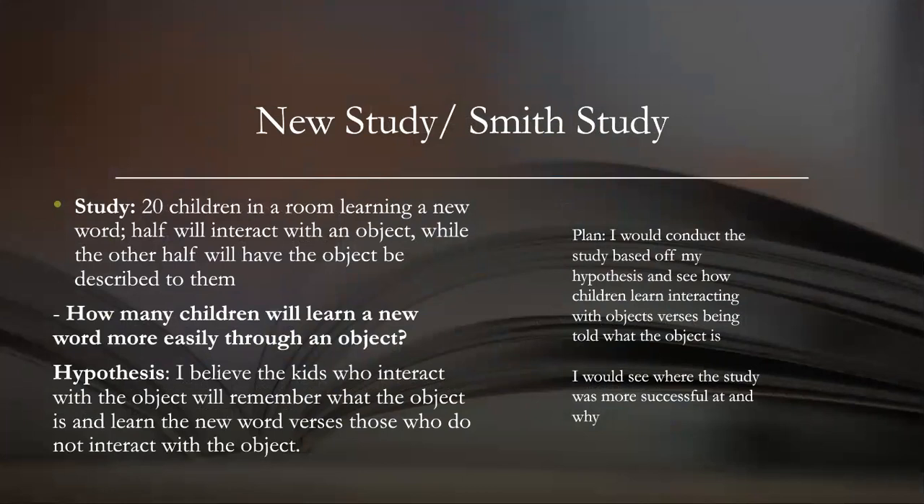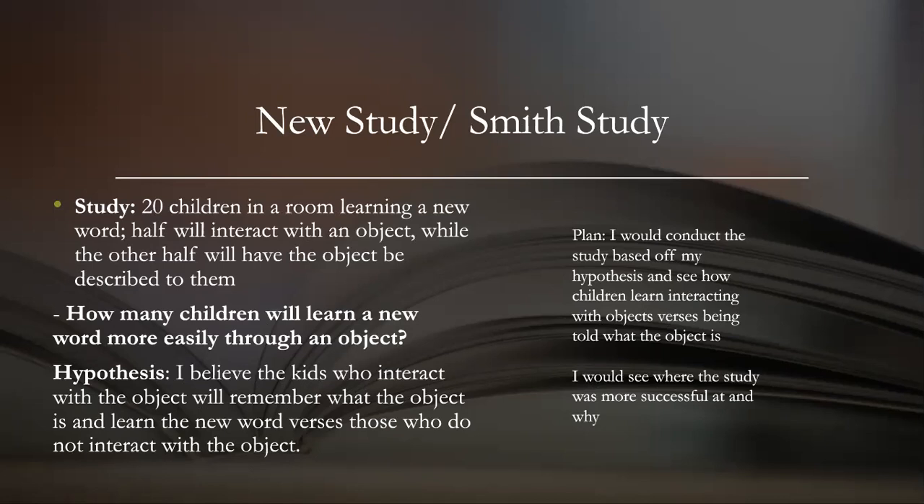The study that I would predict would be 20 children in a room learning a new word. Half will interact with an object, while the other half will have the object described to them. So how many children will learn the new word more easily through an object? My hypothesis is that the kids who interact with the object will remember what the object is and learn the new word versus those who do not interact with the object.